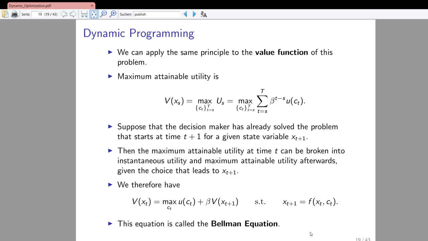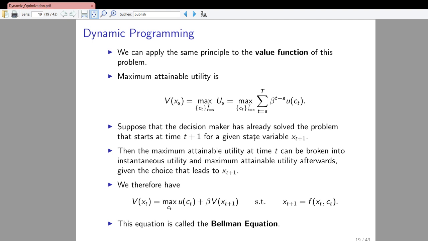So now we suppose that the decision maker has already solved the problem that starts at time t+1 for a given state variable x_{t+1}. So that would be the initial state variable, and we assume the decision maker has already solved this problem and behaves optimally for all future time periods.